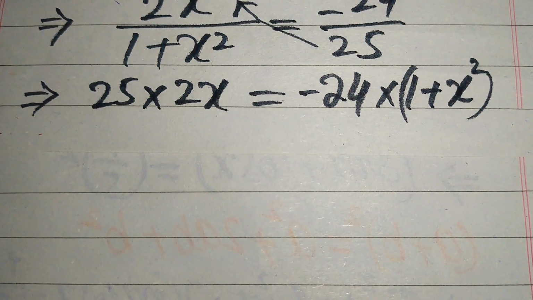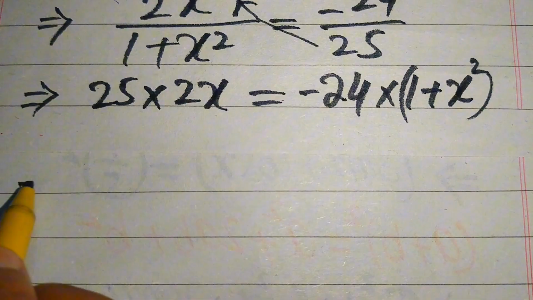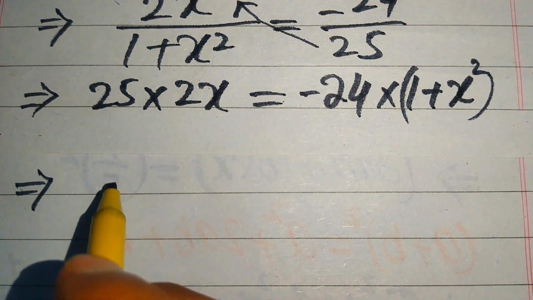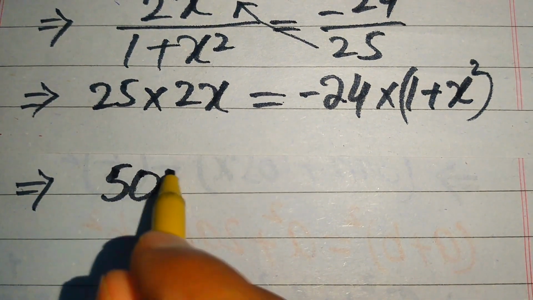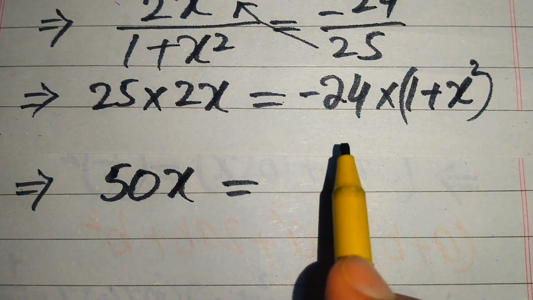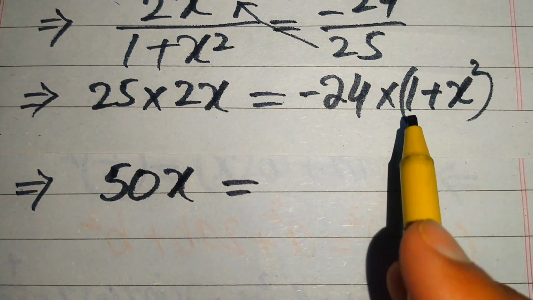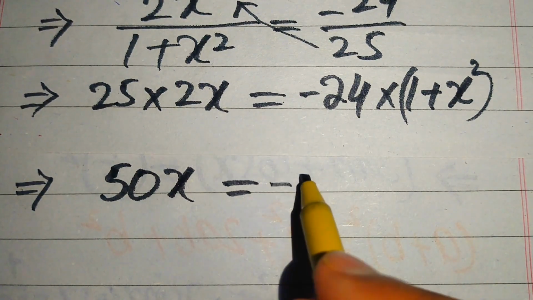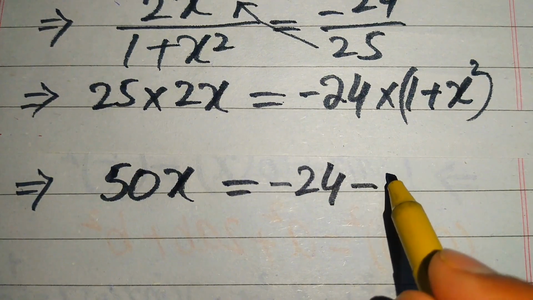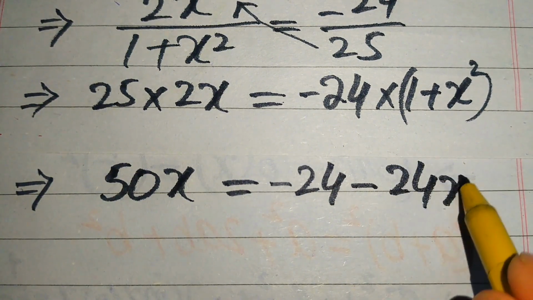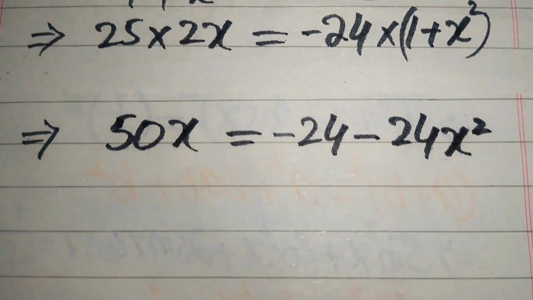So now in the next step here we need more simplification, and this will be written as 25 times 2 becomes 50x is equal to. Here we multiply minus 24 separately on both of these two values, and we get minus 24 times x square.